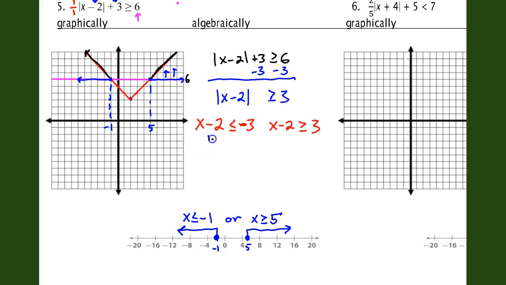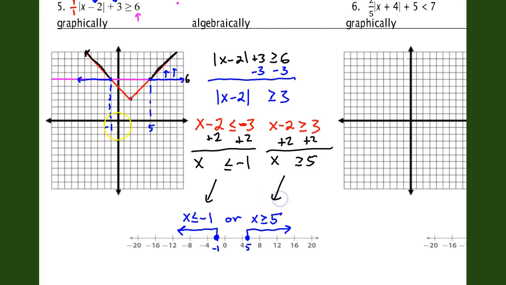And then lastly, let's go ahead and add 2 to both sides. So we have x is less than or equal to negative 1. Good. That one matches here. And x minus 2, we got x is greater than or equal to 5. So this one matches here. So of course, our answers should match whether we have a graphing method or an algebra method. We should be getting the same two answers. And for safe measure, we can put the or between them as well, because the graph goes one way or it goes the other way.